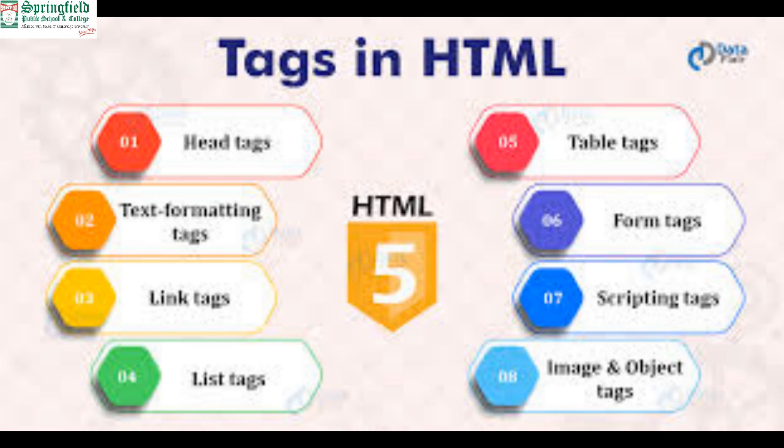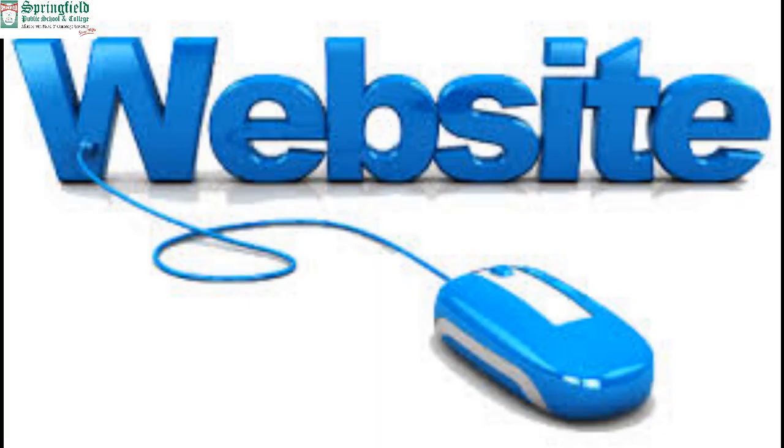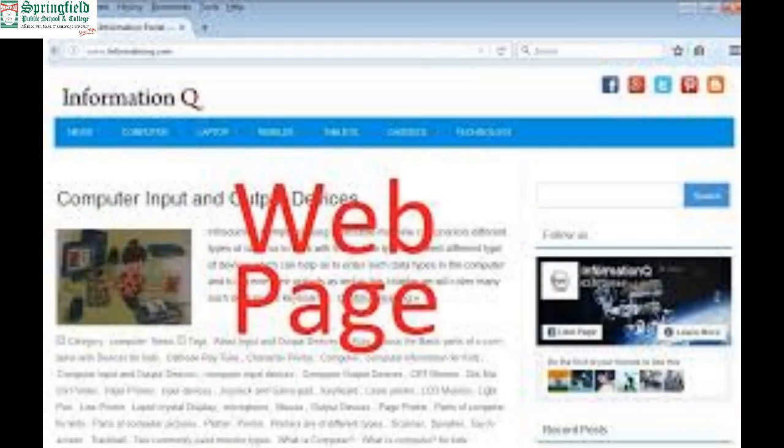First I will tell you what is a website. A website is a group of web pages. And what is a web page? Web pages are written in hypertext markup language, and each contains information on a single topic. The combination of a number of web pages is called a website.